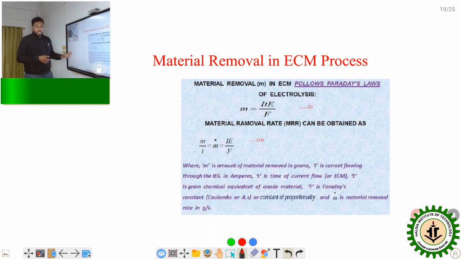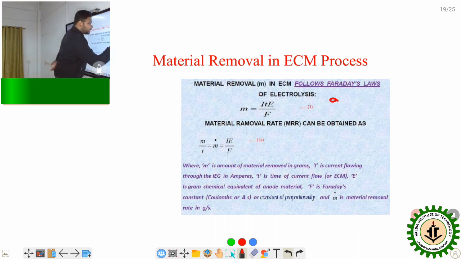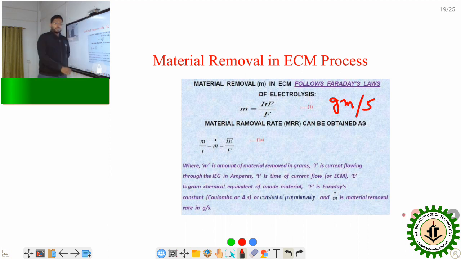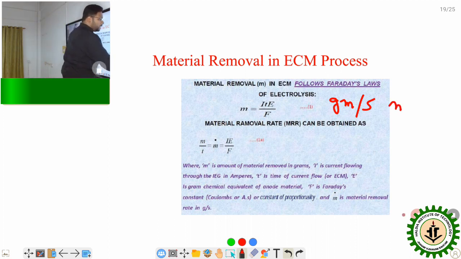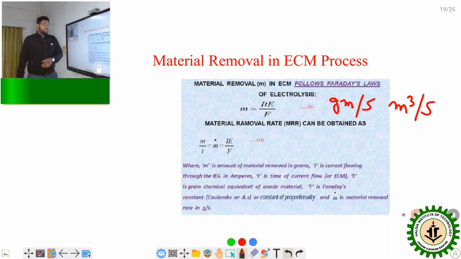Similarly, as in the earlier case, we have calculated the MRR over here also, and it is in the form of the volume of material removed per unit time. So basically it is gram per second, or you can also convert it into millimeter cubed per second or per minute. So both we can calculate.